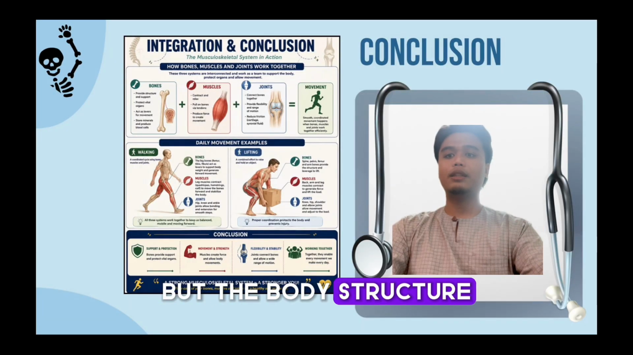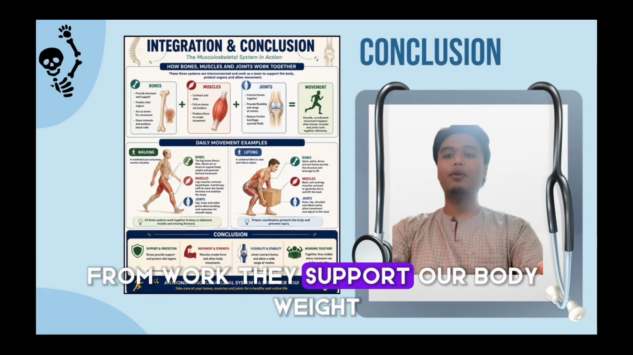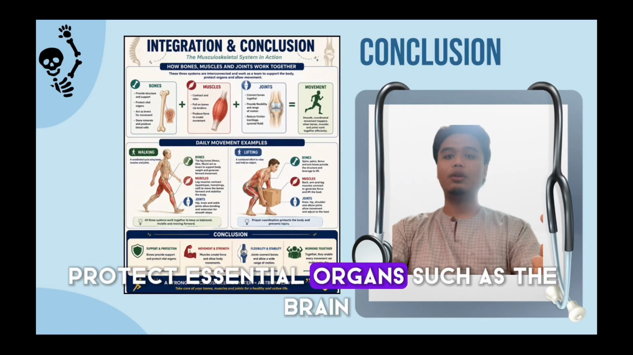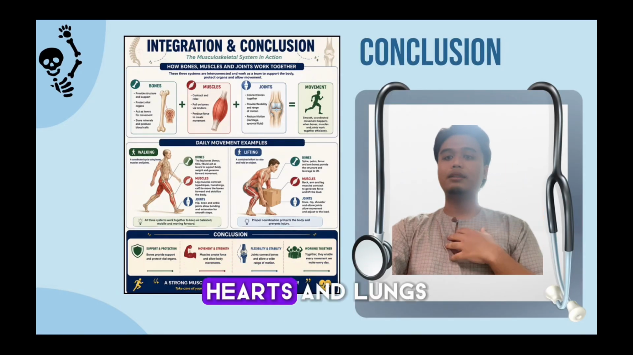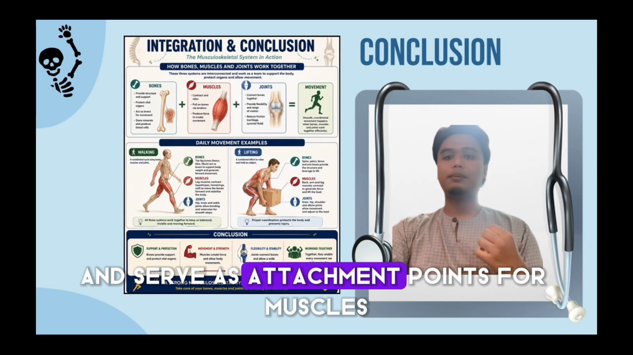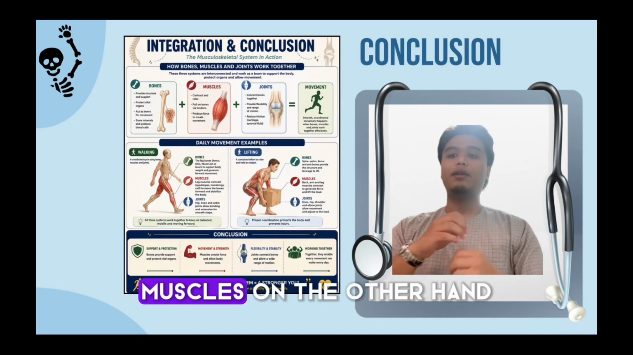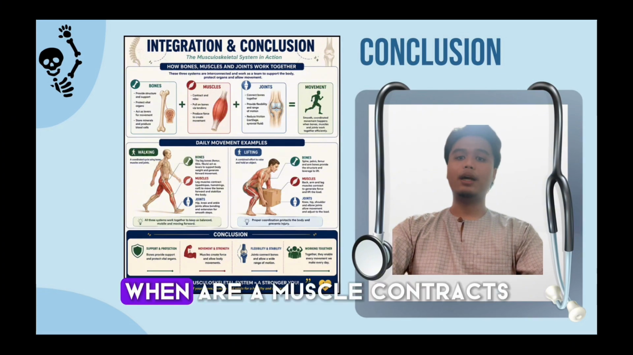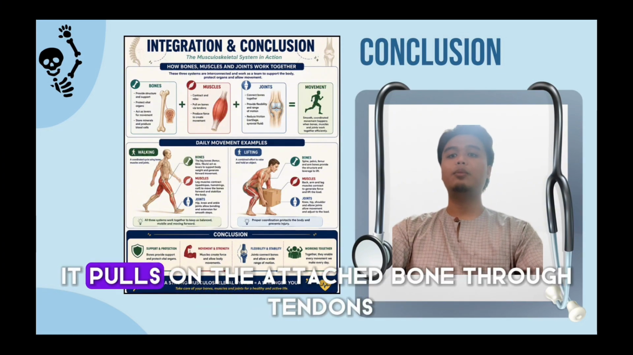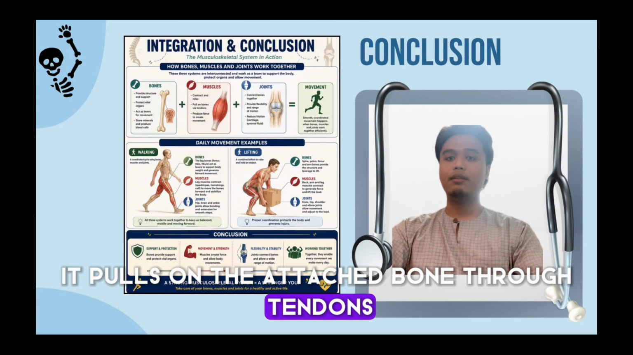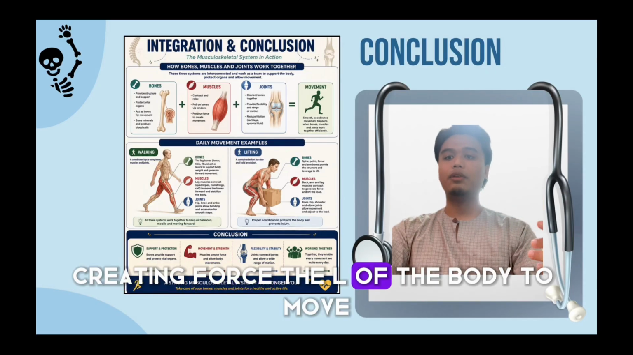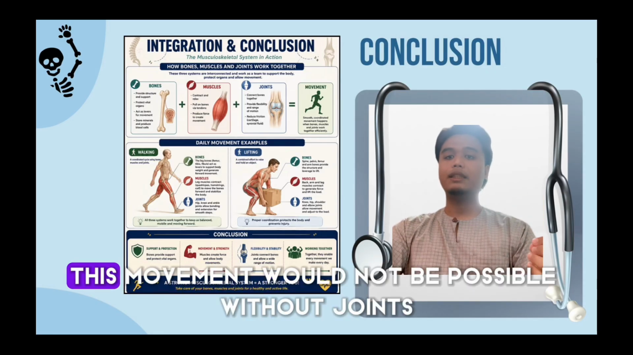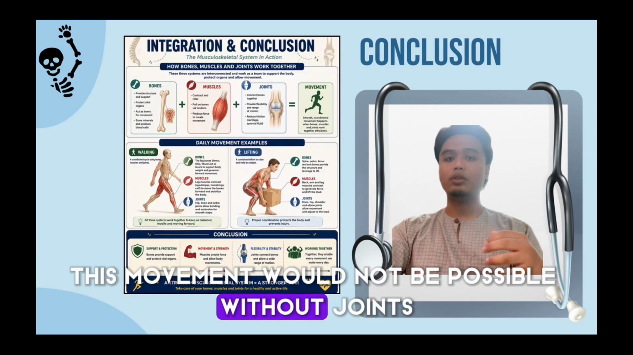Like the body structure, bones support our body weight, protect essential organs such as the brain, heart, and lungs, and serve as attachment points for muscles. Muscles, on the other hand, are responsible for generating movement. When a muscle contracts, it pulls on the attached bone through tendons, creating a force that allows the body to move. However, the movement would not be possible without joints.